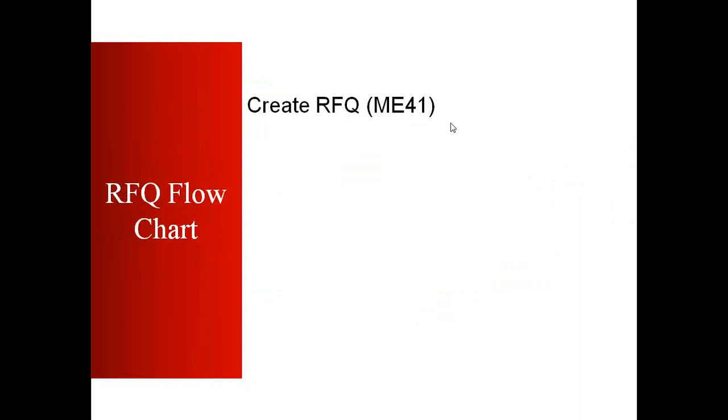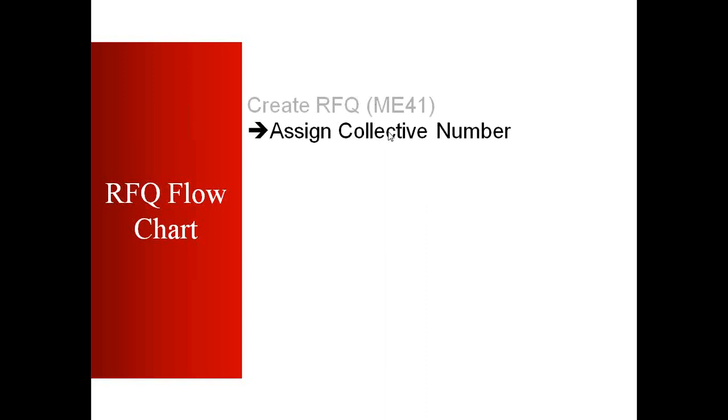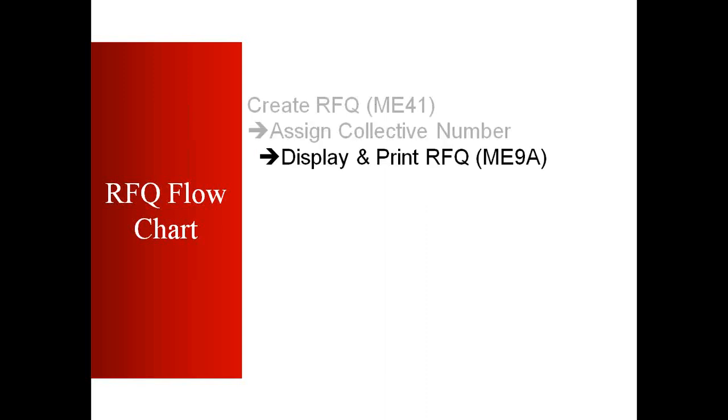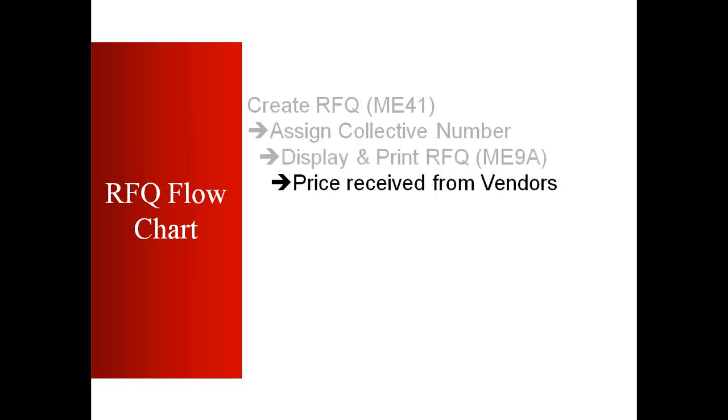This is the flow we're going to create in SAP right now. First we'll create a request for quotation. The transaction code in SAP is ME41. Then we'll assign it a collective number. The third step will be to display and print the request for quotation.